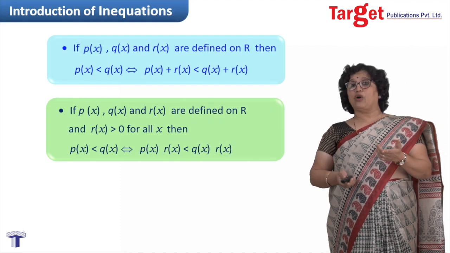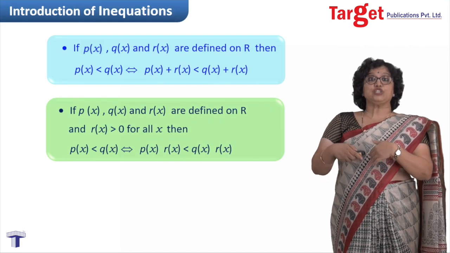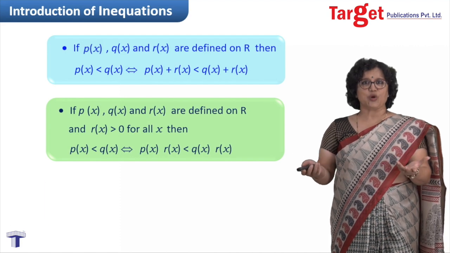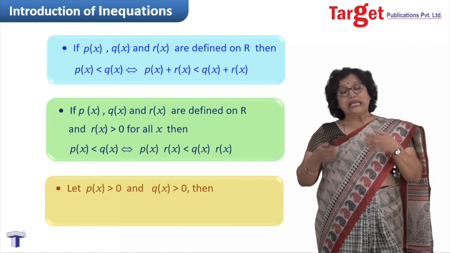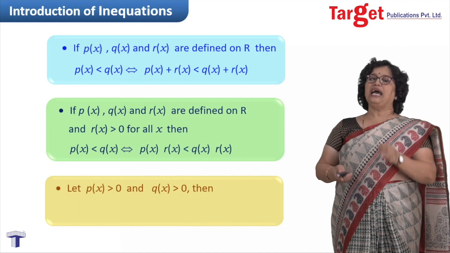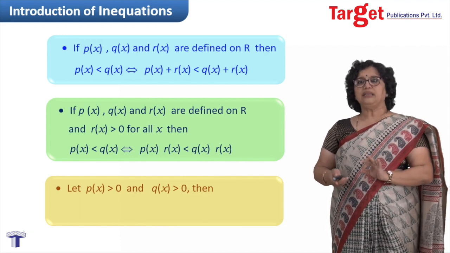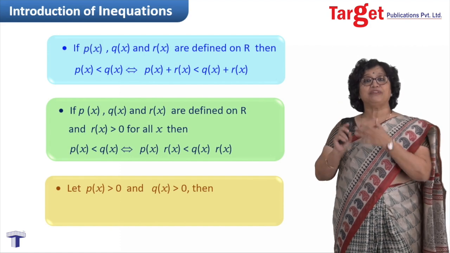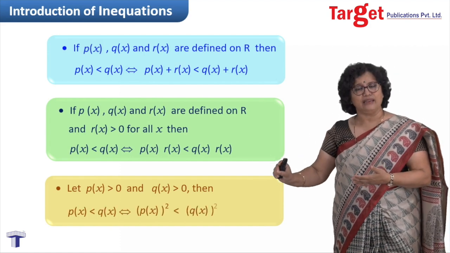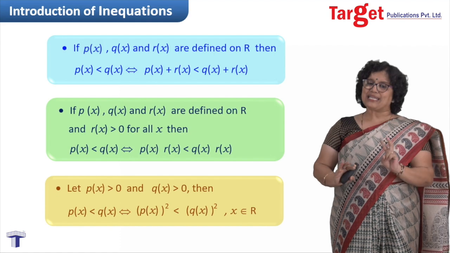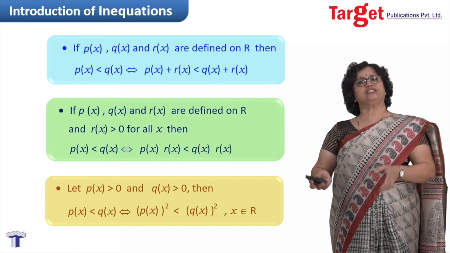Now another operation you may think of, can I square two sides, which is the easiest operation everyone thinks of. If px is greater than 0 and qx is greater than 0, and if you are given px less than qx, then you can square on two sides without changing the inequation sign. Means when both sides are positive, you can square.